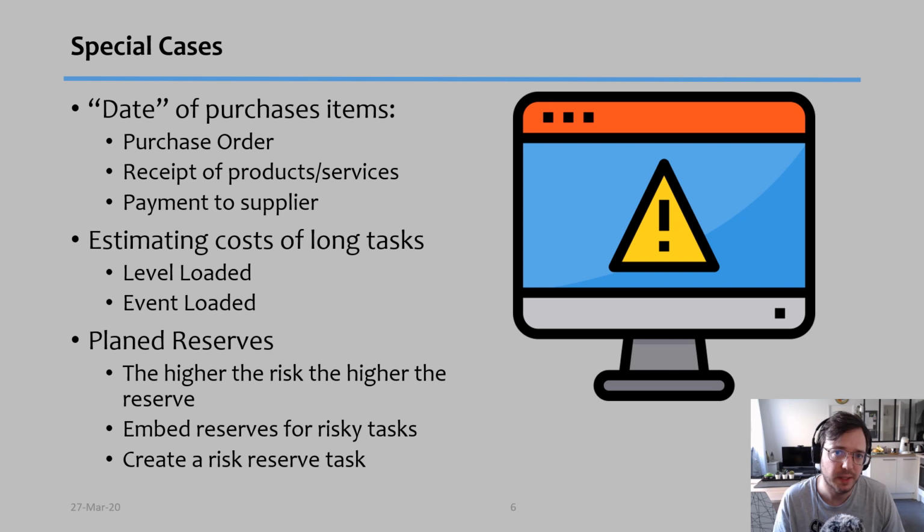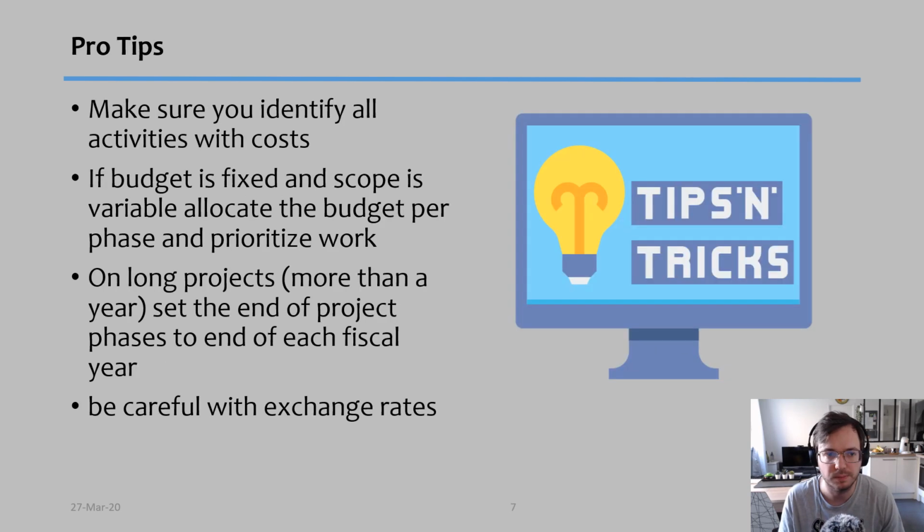The other one is about planning reserves. Now, typically reserves is money you separate in case there's a problem, and the higher the risk of the project, the higher your reserve should be. Typically, I try to give reserves, and reserves does not only mean reserves of money, it can also be reserves of time. And I tend to put some of those reserves closer to tasks that I believe are risky, or I tend to also create a specific task called the risk reserve task, and that task is there to give me a little bit of flexibility on the project in case things go wrong.